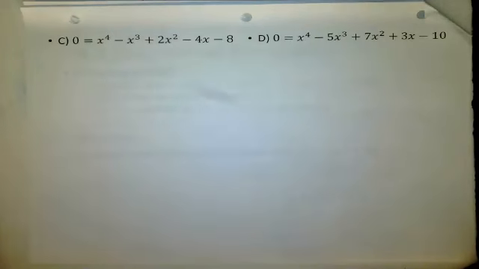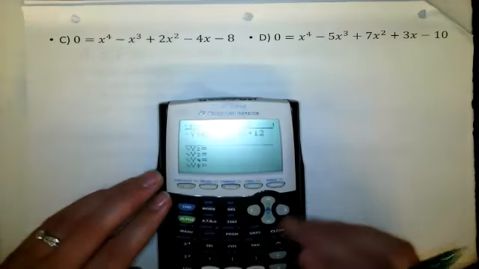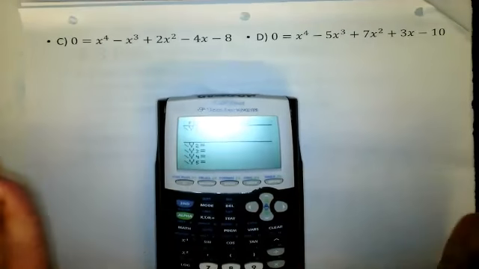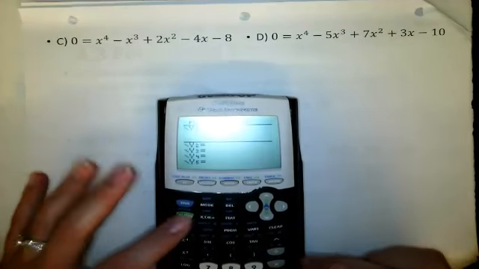We have 0 equals x to the 4th minus x cubed plus 2x squared minus 4x minus 8. Well, what do you think? Can you do this by hand? No, I cannot. Because I can't do anything by hand here, I'm going to graph x to the 4th.